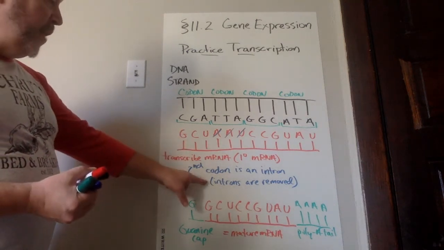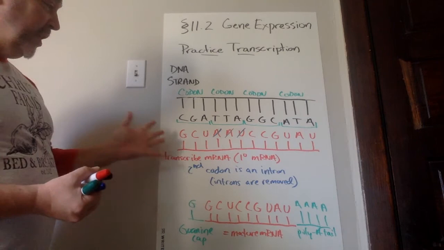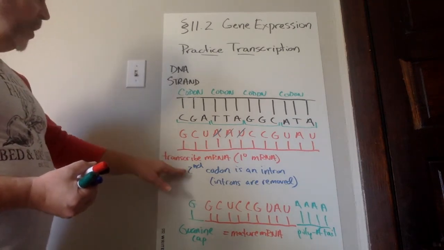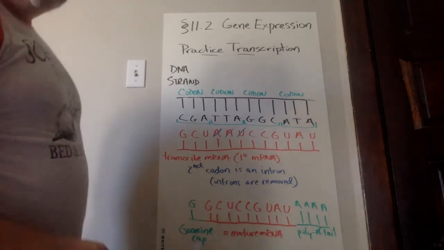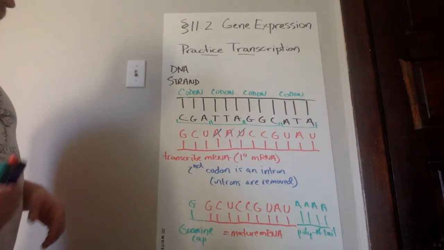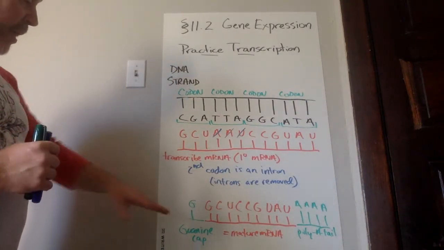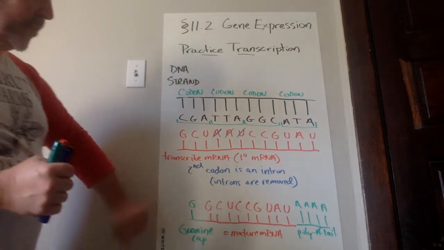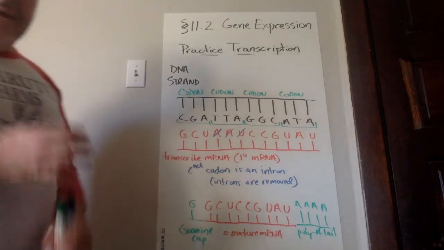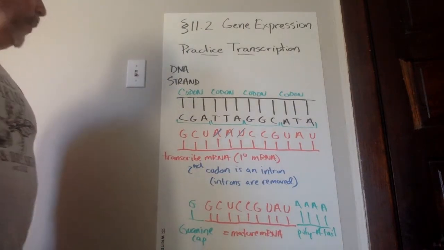We will remove any introns, and I will just give you the instructions for what is an intron. There's no special thing in any particular sequence that tells you something's an intron. It's just something I tell you. You will then take that intron out. You will add a guanine cap to one end and a poly-A tail to the other end.